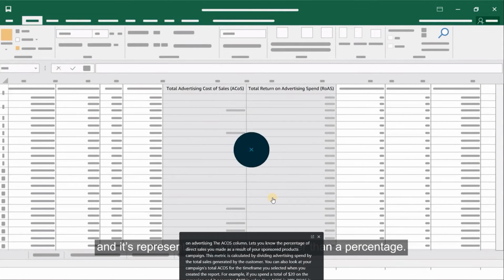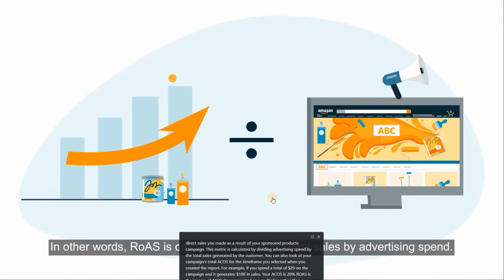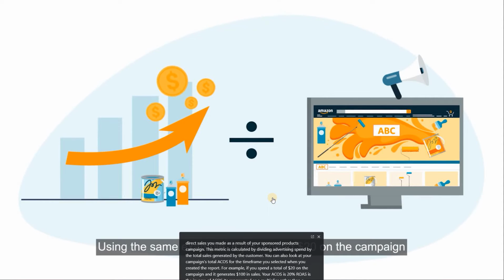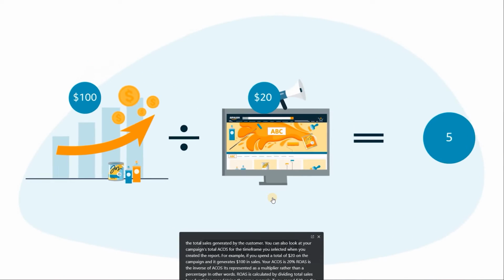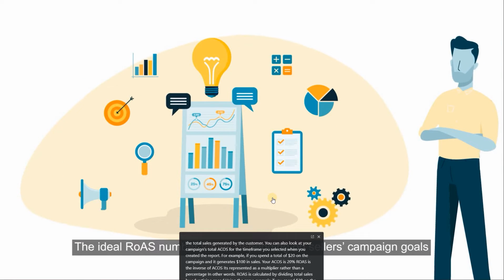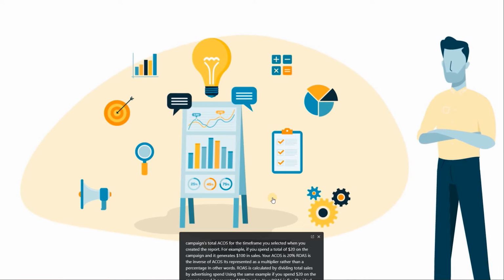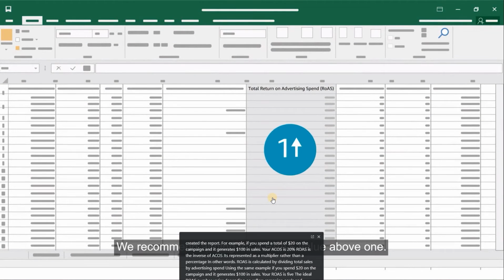It's represented as a multiplier rather than a percentage. In other words, ROAS is calculated by dividing total sales by advertising spend. Using the same example, if you spend $20 on the campaign and it generates $100 in sales, your ROAS is 5. The ideal ROAS number varies depending on sellers' campaign goals and strategies. We recommend aiming for a ROAS value above 1.